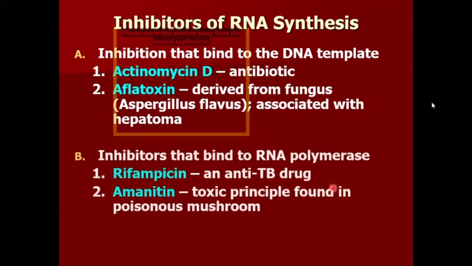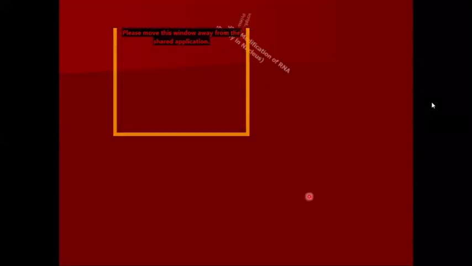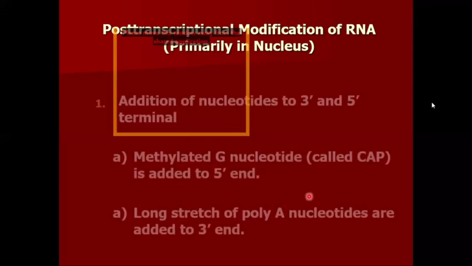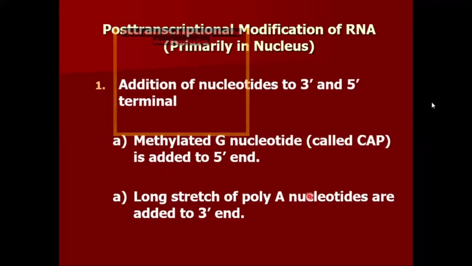So what are the inhibitors of RNA synthesis? There are inhibitors that bind to the DNA template, such as actinomycin D, an antibiotic, and aflatoxin. There are inhibitors that bind to the RNA polymerase, the anti-TB drug rifampicin, and of course, amanitin.